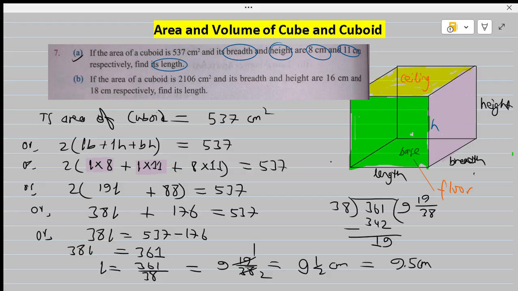So it's number 7, to find the length when the total surface area and its breadth and height were given, right? Now I go with number 8. So let's make this clear first.